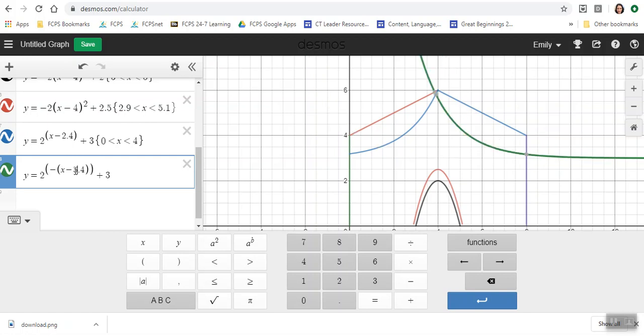Okay, so you can play with it a little bit until it looks good, and then you're looking, so it's going to be again from 4 until 8.